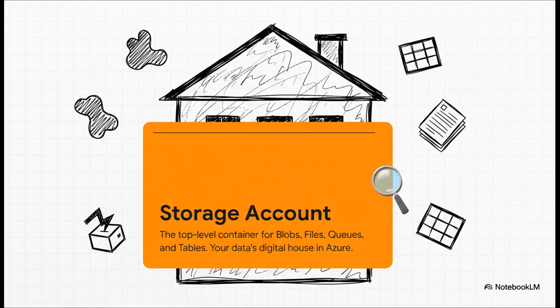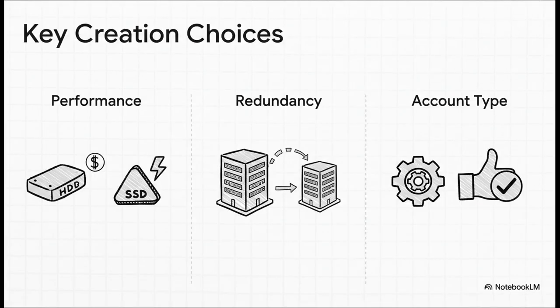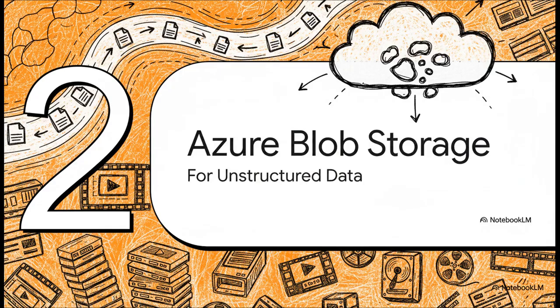It's that simple. Now, when you go to create this house, you've got some pretty critical decisions to make right off the bat. First up, performance. Are you going to go with standard hard drives, which are super cost-effective, or do you need the blazing speed of premium SSDs? Then there's redundancy. How safe does this data need to be? Locally redundant, LRS, keeps you safe inside one data center, but geo-redundant, GRS, goes a step further and copies your data to a whole other region for major disaster recovery. And finally, the account type. Honestly, just stick with general purpose v2. It's what Microsoft recommends, and it gets you all the latest features we're about to talk about. Easy choice.